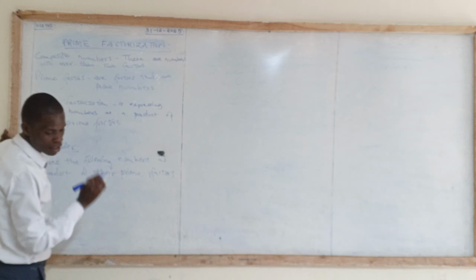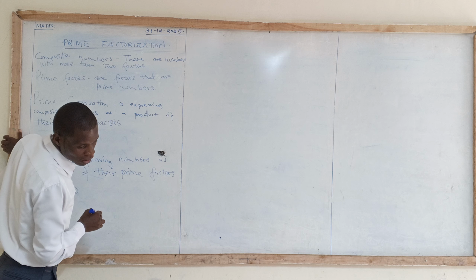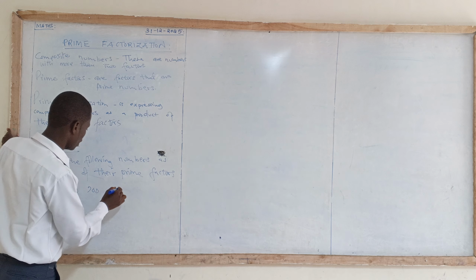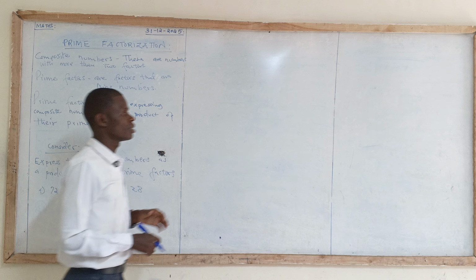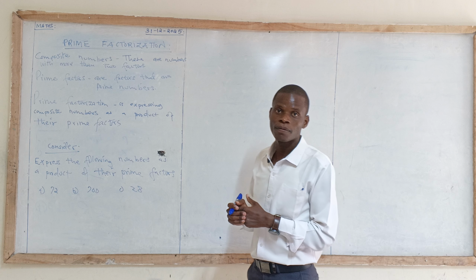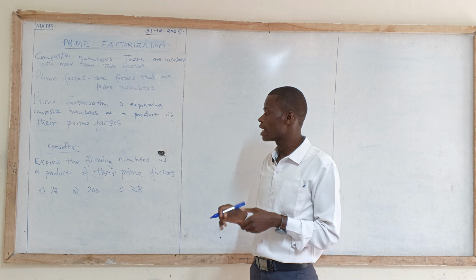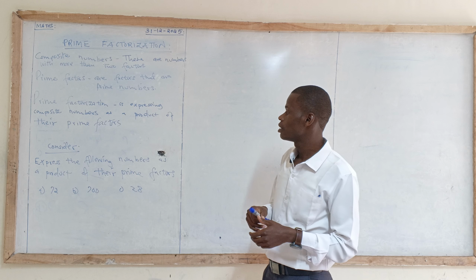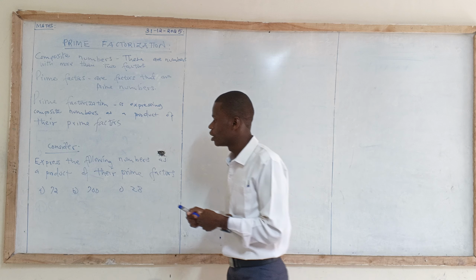Now, A, what do I have as my first number? 72. B, my second number, 700. C, we have 28. So we have 72, 700, and 28. We are expressing these numbers as a product of their prime factors. So what are we going to do?